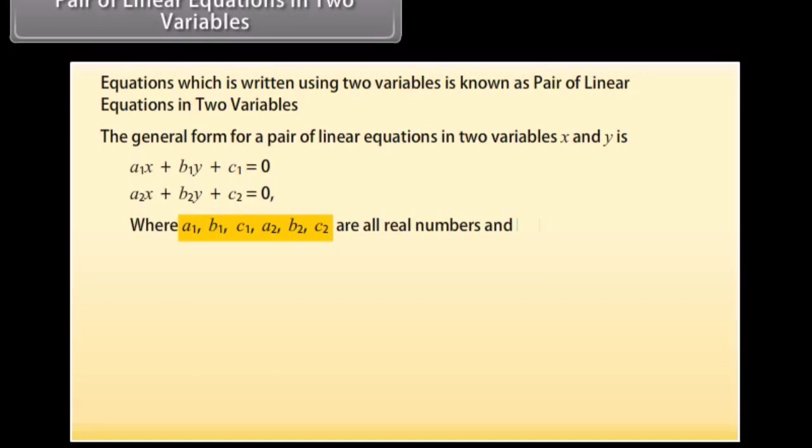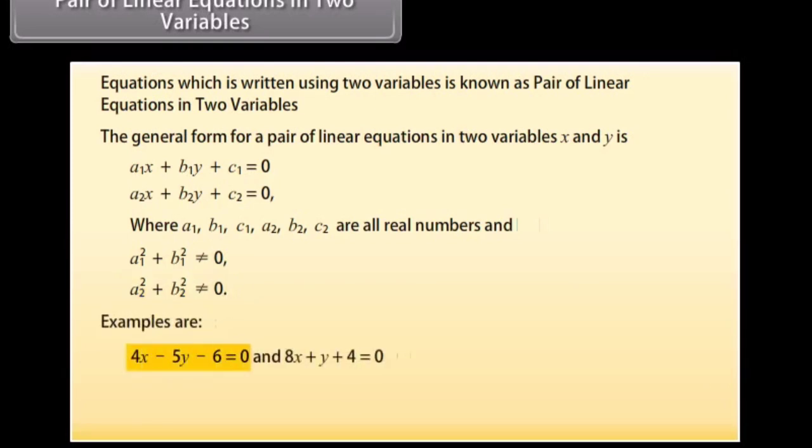where a1, b1, c1, a2, b2, c2 are all real numbers and a1 square plus b1 square is not equal to 0, a2 square plus b2 square is not equal to 0. Examples are 4x minus 5y minus 6 equals 0 and 8x plus y plus 4 equals 0. x plus y equals 12 and 7 equals y.